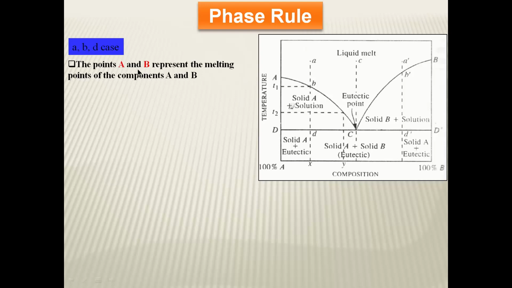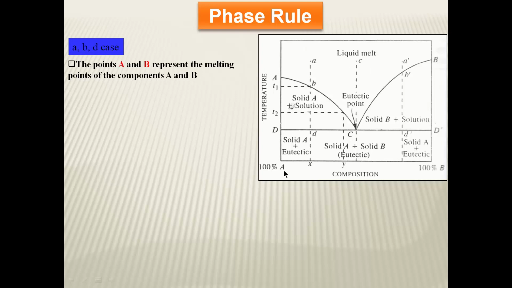In this diagram, the points A and B represent the melting points of components A and B. That is, A is the melting point of pure A and B, capital B, is the melting point of pure B. It signifies that below point A, the component A exists in the solid state, while above its melting point or freezing point, it exists in the liquid state. Similarly for B, below this point it exists in the solid state, while above it exists in the liquid state. So A and B are the melting points of pure A and pure B.